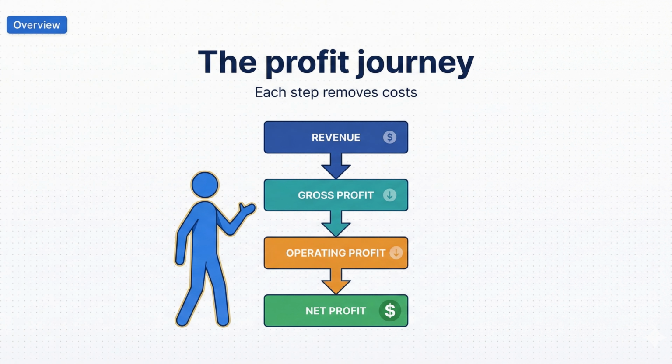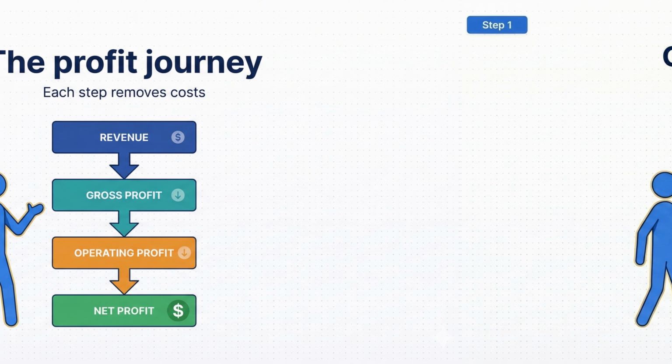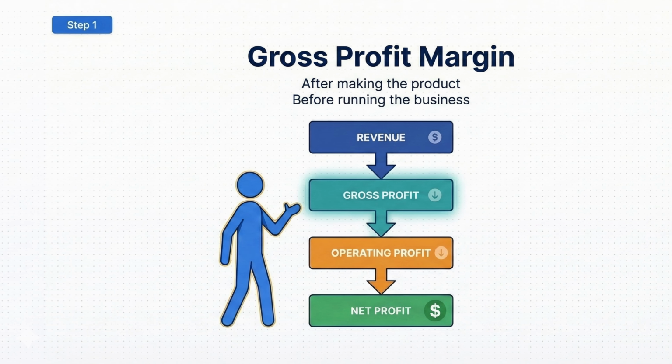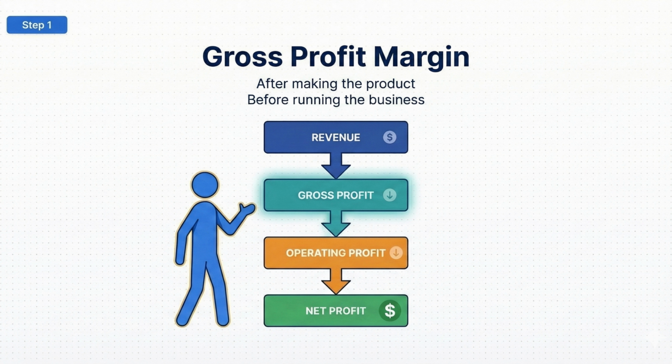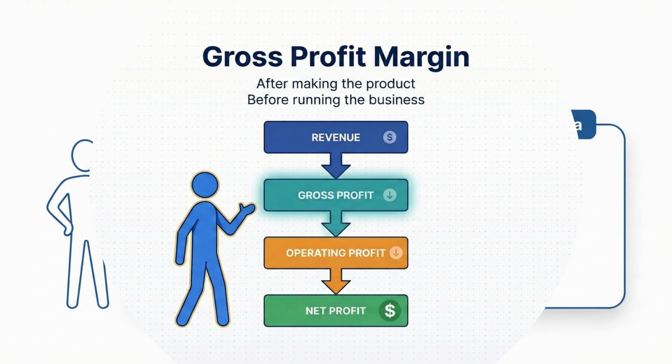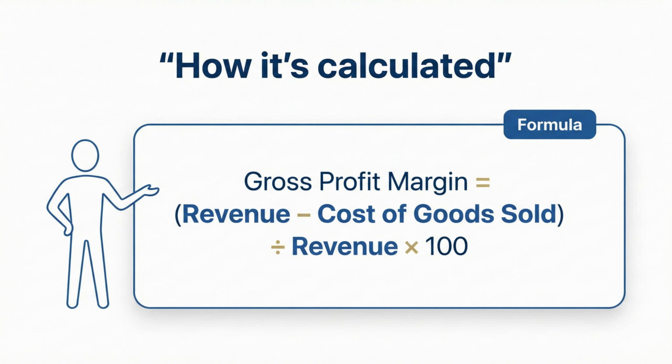Net profit. Quick context: gross profit margin. Let's start with a quick reminder. Gross profit margin answers one simple question. After making the product, how much money is left? The formula for gross profit margin is revenue minus cost of goods sold, divide by revenue, multiply by 100.